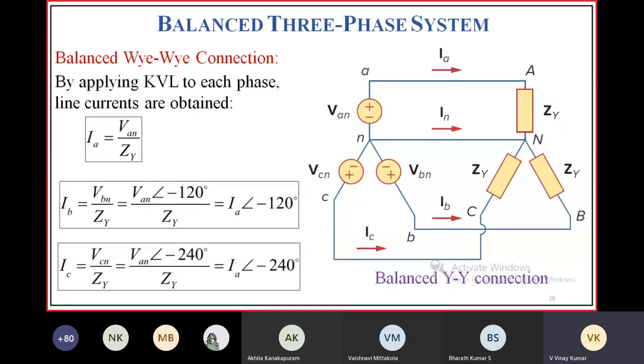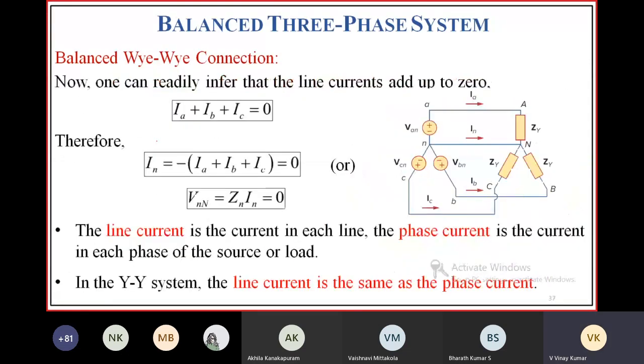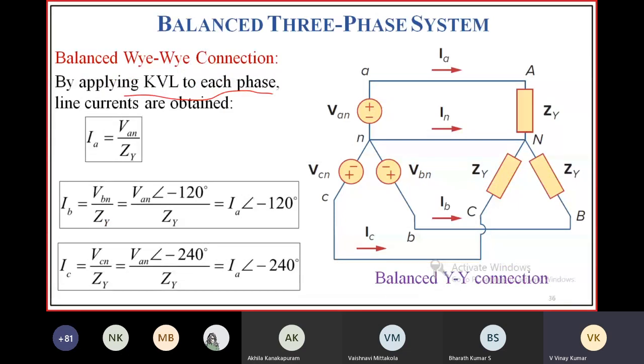Now, for the star connection, by applying the load to each phase, IA is equal to VAN by Z phi. Otherwise, simply take this: the phase voltage is applied across this phase load. So the voltage across this is the phase voltage, and IA is the phase current. Simply, you can write IA is equal to VAN by Z phi.